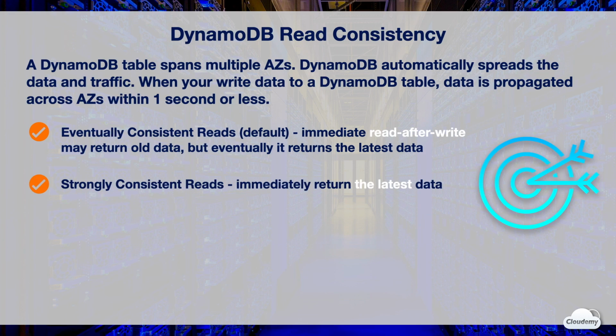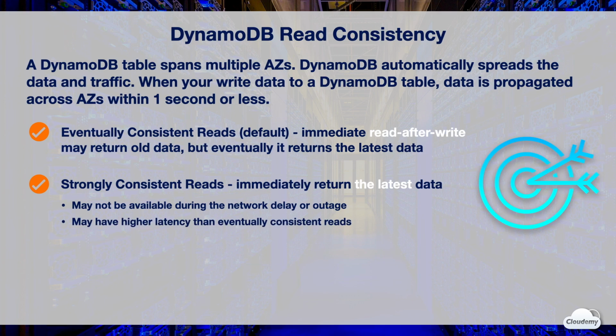However, strongly consistent reads come with some disadvantages. Strongly consistent reads might not be available if there is a network delay. In this case, DynamoDB might return a server error. Strongly consistent reads might have higher latency than eventually consistent reads, as DynamoDB needs to propagate across multiple availability zones. Strongly consistent reads are not supported on global secondary indexes. You need to use eventually consistent reads when you query data with global secondary indexes.